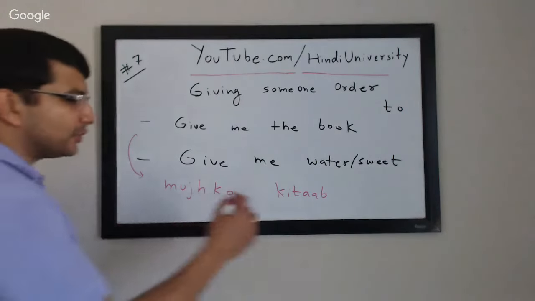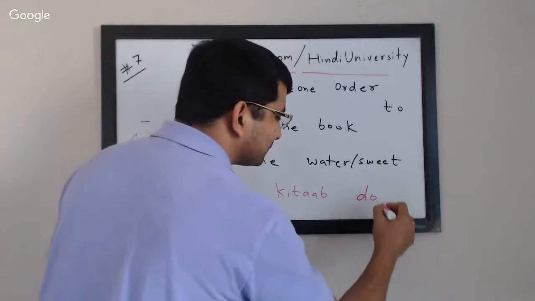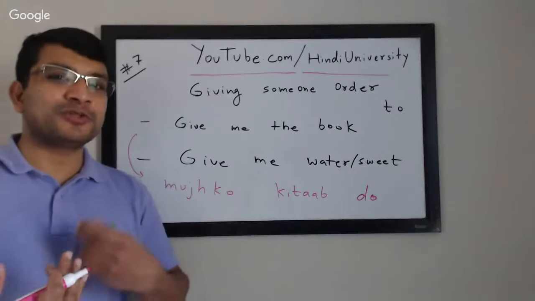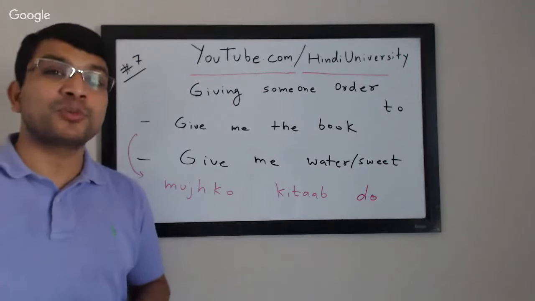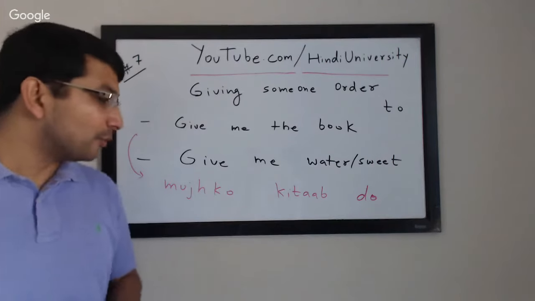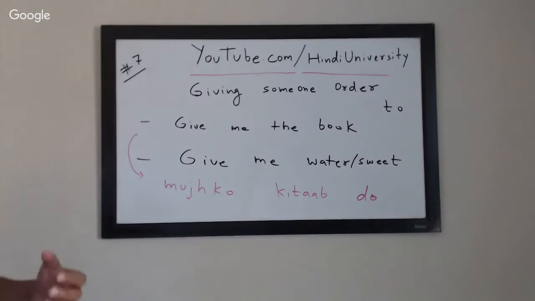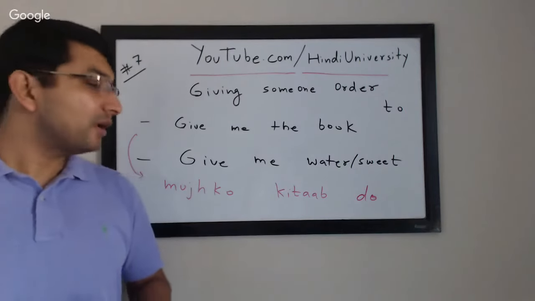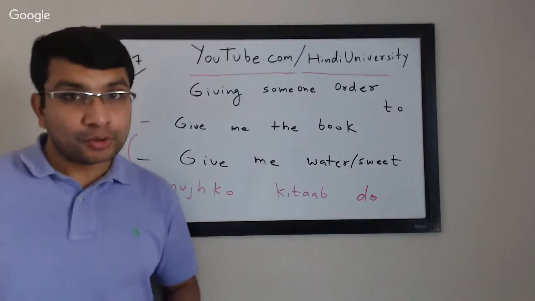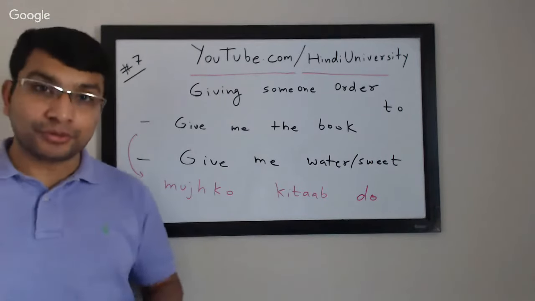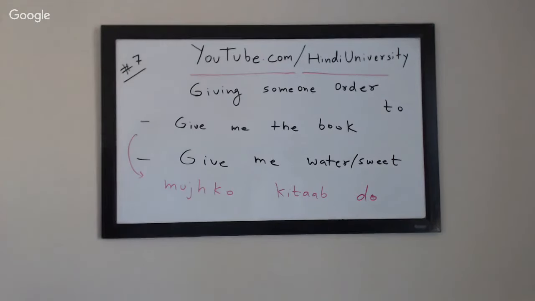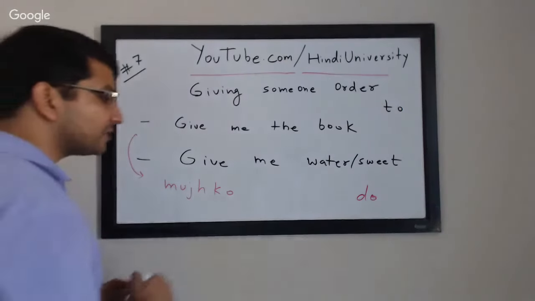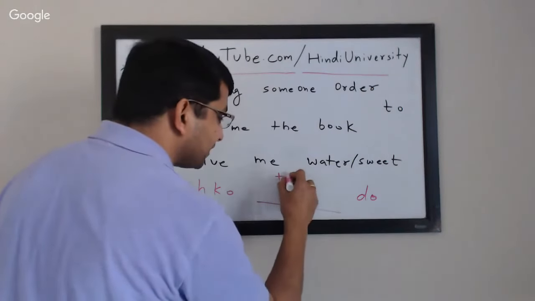So interestingly, you will say मुझको किताब दो. दो, because you are receiving it, right? When you say ko, you're receiving something. So मुझको किताब दो. Similarly, when you are ordering food, you say मुझको खाना दो. Or you can say मुझको पानी दो, or मुझको मिठाई दो. When something is not clear, or when you're pointing towards an object, you can say, "Give me this." How do you say this in Hindi?